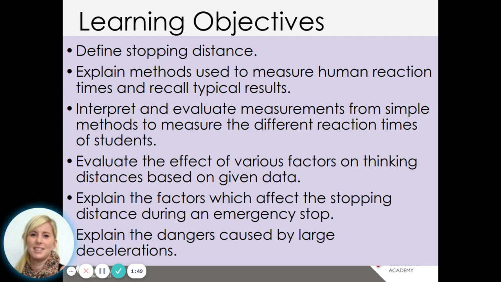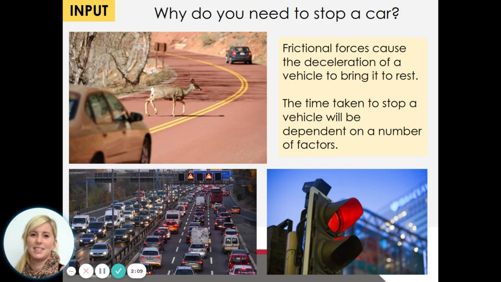Then we need to evaluate the effect of various factors on thinking distance. That will make sense once we look at them. Explain factors that affect the stopping distance during an emergency stop of a car. So if something's just come out in front of a car, how many meters will it take you to stop? And then explain the dangers caused by large decelerations. So let's look at that now then.